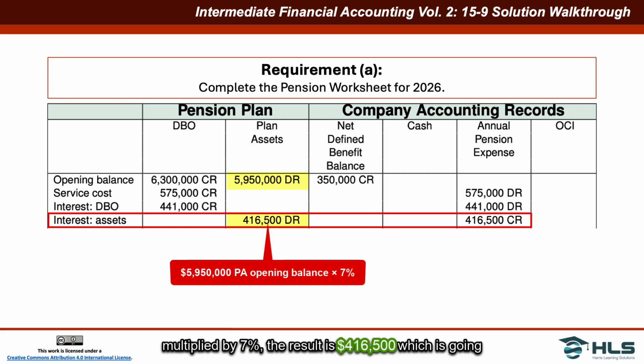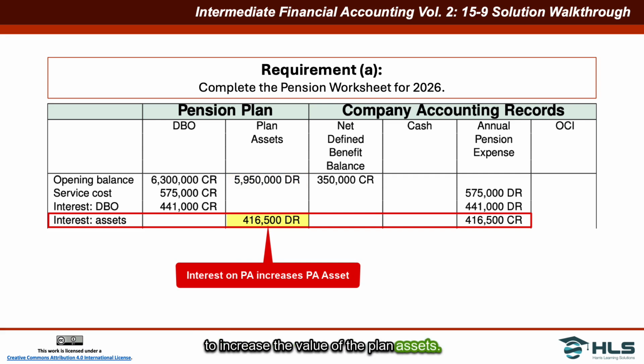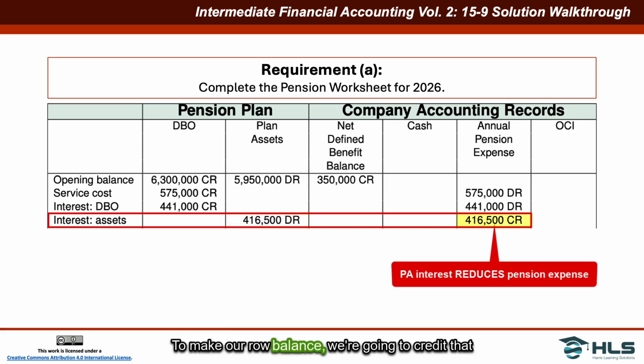The result is $416,500, which is going to increase the value of the plan assets, so that's a debit. To make our row balance, we're going to credit that amount to the pension expense.